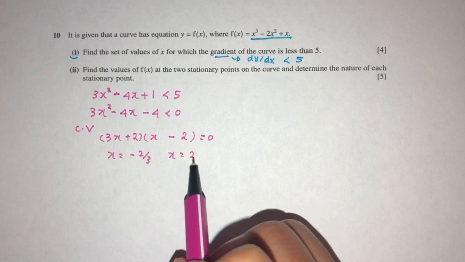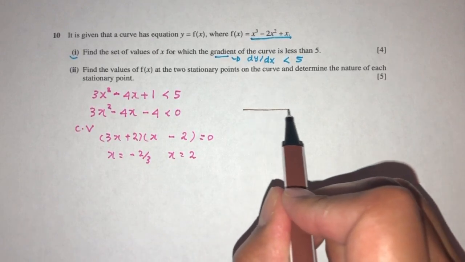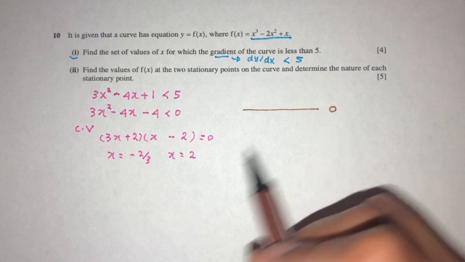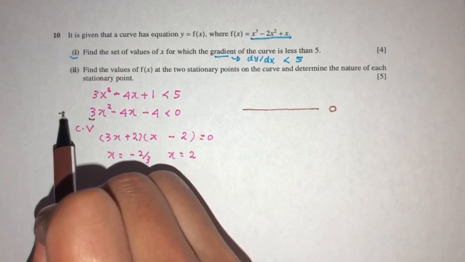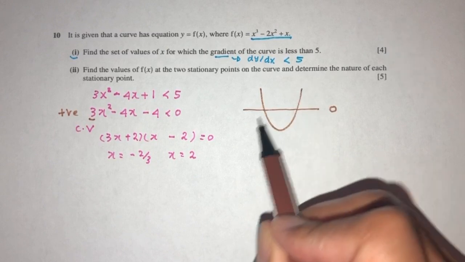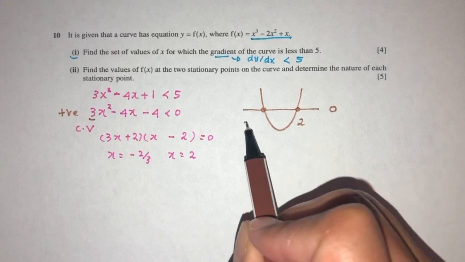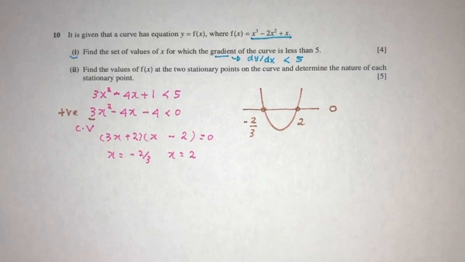X will be the value of 2. Again, these are the critical values of x, not your answer. So we have to use the graph here. That will be 0. Because here we have 3, which is a positive value, the shape will be something like this. Right. Now here we have the first value, and here we have the other value. This is 2, and that should be minus 2 over 3.